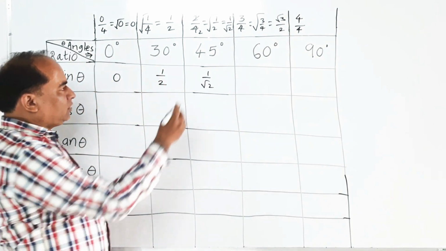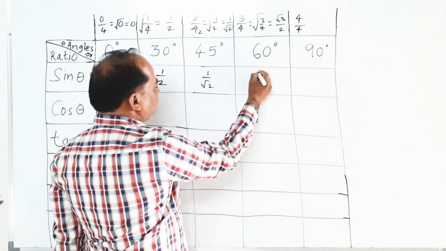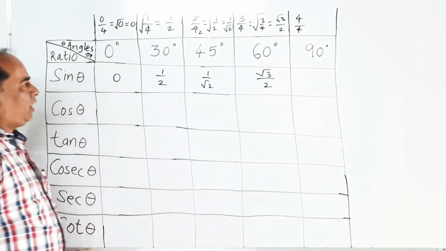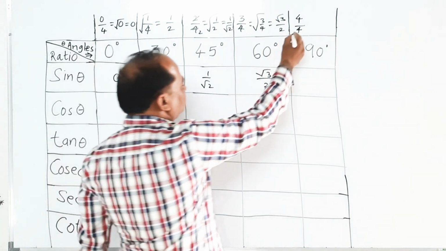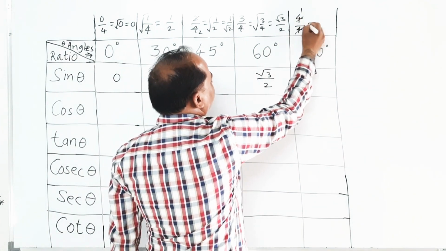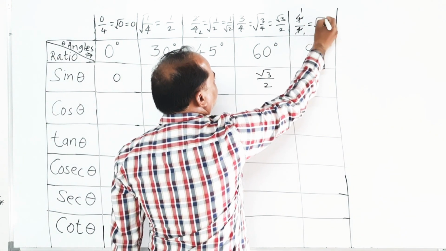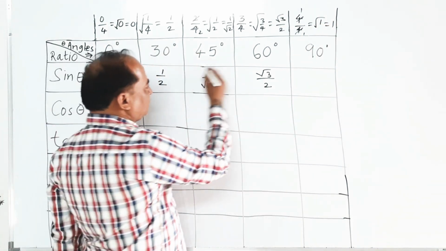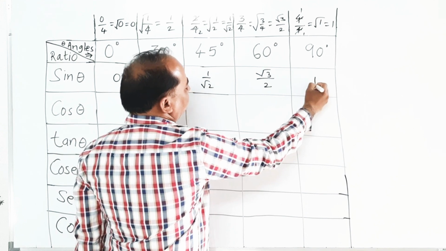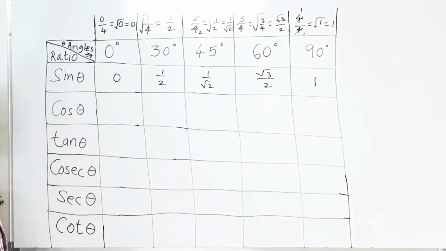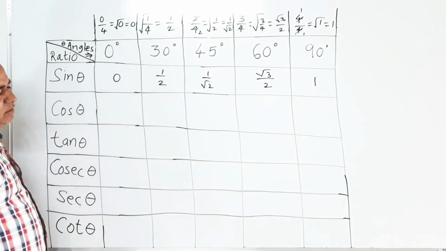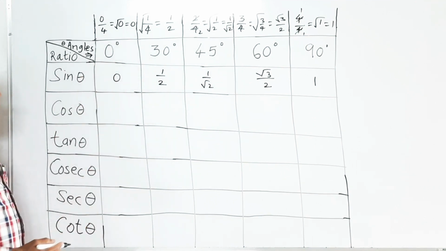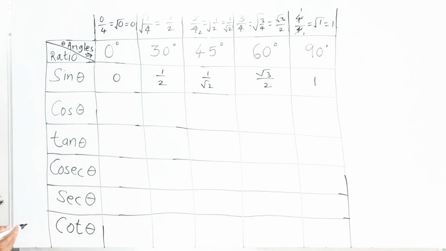Taking the square root, we get sine 60 is root 3 upon 2. And 4 upon 4 is equal to 1, and square root of 1 is 1, so sine 90 is 1. So this is the method to find the sine ratio of the angles 0, 30, 45, 60 and 90.